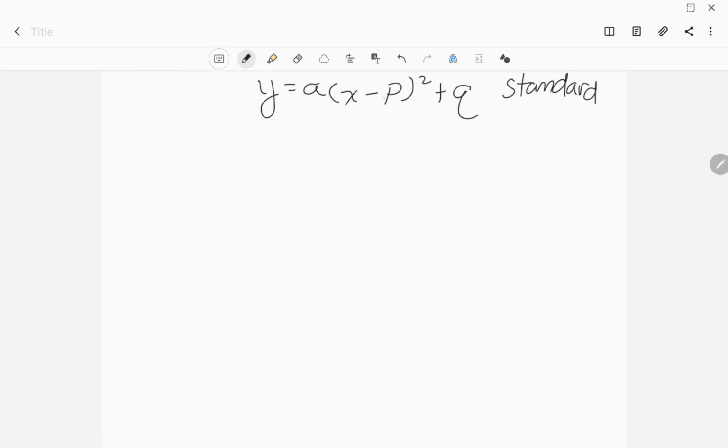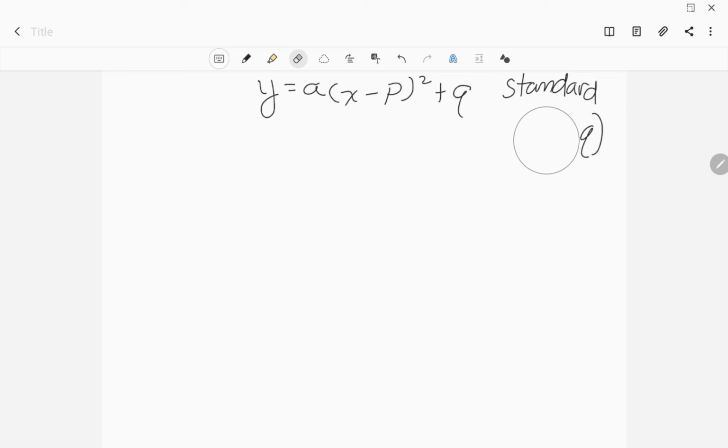For instance, we know that the P tells us whether the parabola has moved left or right. We know that the Q tells us about up and down. We know that if the A is positive, it's opening up. We know if the A is negative, it's opening downward. We know that the vertex is P and Q. We can get all kinds of information when we have an equation in standard form.